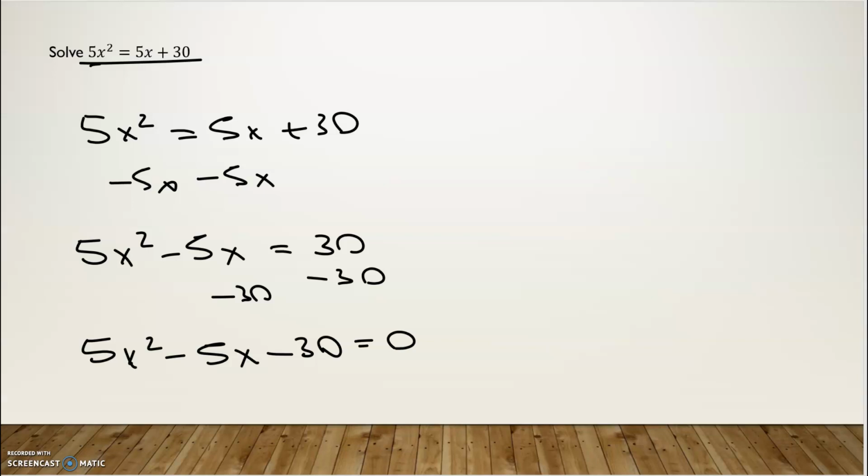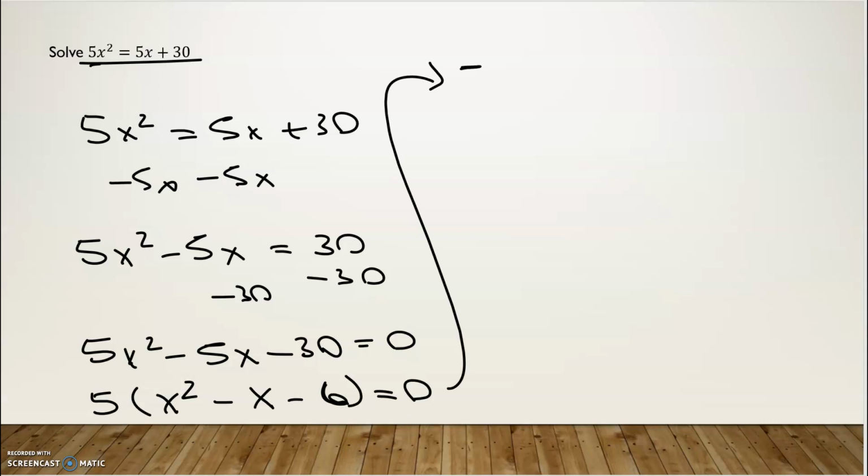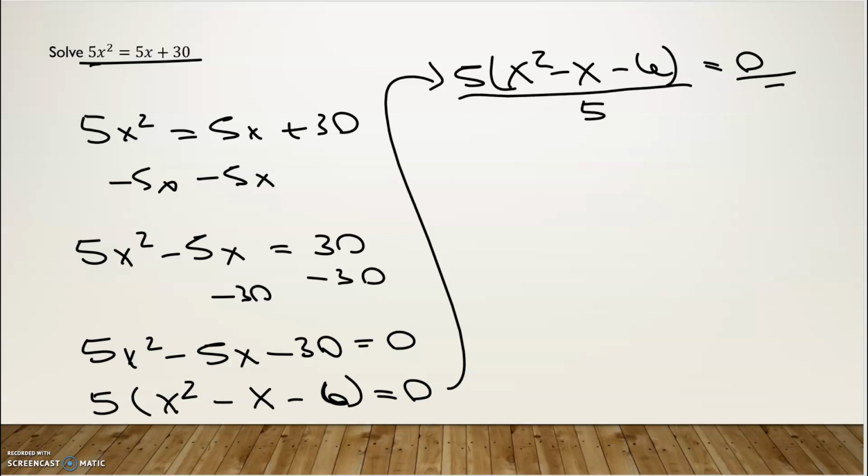Now notice I can take a 5 out of each of these terms right here. So I'm going to go ahead and do that. So I'm left with x squared minus x minus 6 is equal to 0. And then I'm going to divide both sides by this 5. So I'll have x squared minus x minus 6 equals, well, 0 over anything is going to be 0. Okay, well, now I have a leading coefficient of 1.